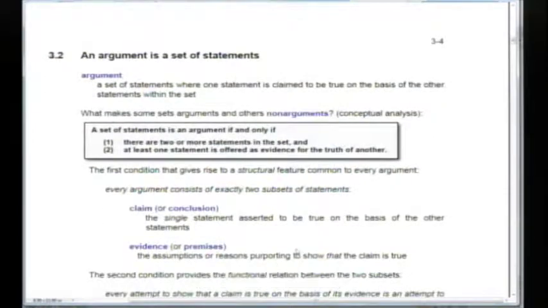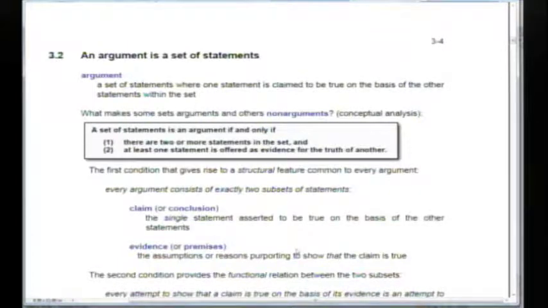So if I were to do a conceptual analysis on what an argument is, I've already told you that an argument's a set of statements where one statement is claimed to be true on the basis of the other statements within the set. But to be a little bit more anal about it, we could do this analysis. We could say that a set of statements is an argument if and only if these conditions are met. There are two or more statements in the set, and at least one statement is offered as evidence for the truth of the other. That sort of captures what is necessary and together sufficient for an argument to be an argument.